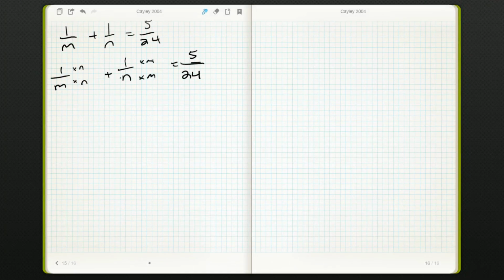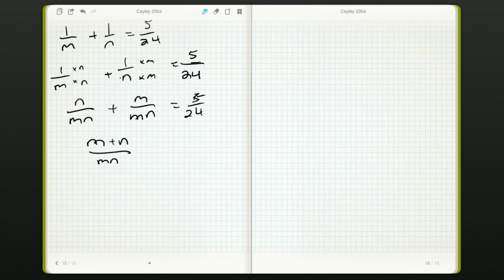Alternatively, you could just multiply both sides of the equation by mn. That would work fine too. But I'm going with my first instinct, which is to get a common denominator and look at these as two different fractions that are equal. 5 over 24. Now, since we have a common denominator, we can put these together. 5 over 24. But m plus n, I know what that is.